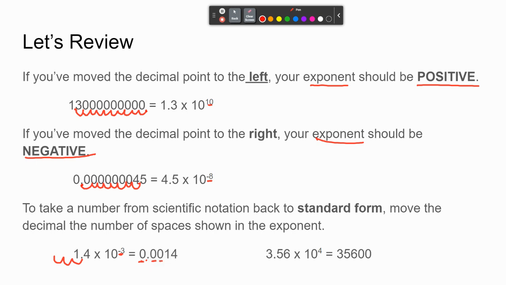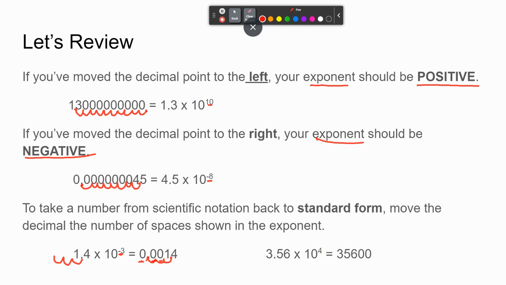You should be able to check by seeing if you were to move that decimal 3 places to the right, would you have the same number you started with? If I were to take this decimal and move it 1, 2, 3 places to the right, it would be between the 1 and the 4. So I know that I have that decimal in the right spot, and I know that I have the correct number of zeros filled in those blanks.